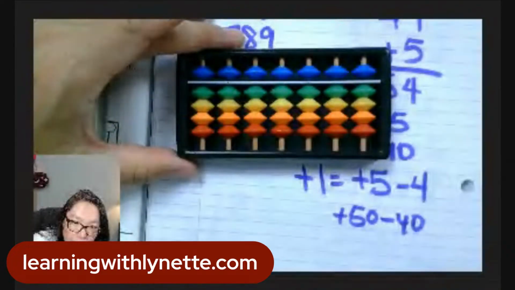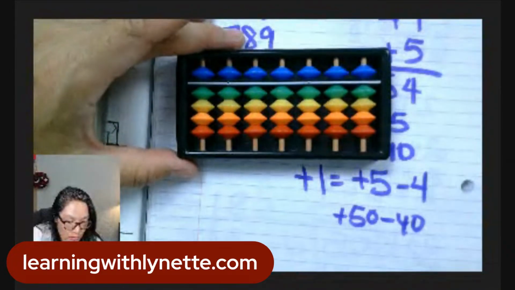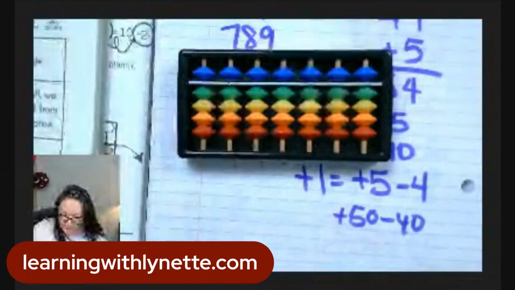Can you explain the parts of the abacus, like the values of the beads? Oh, yeah. Yeah, that's a very good question.